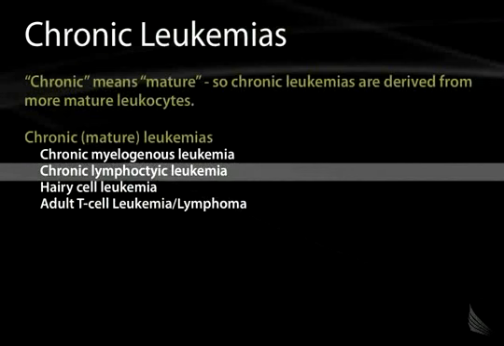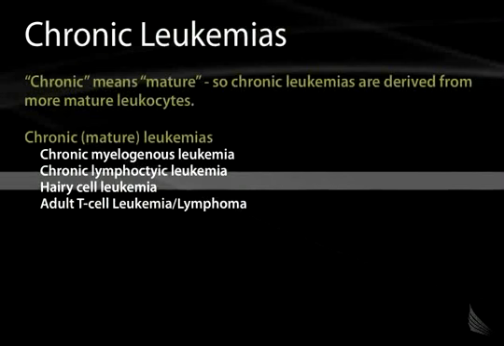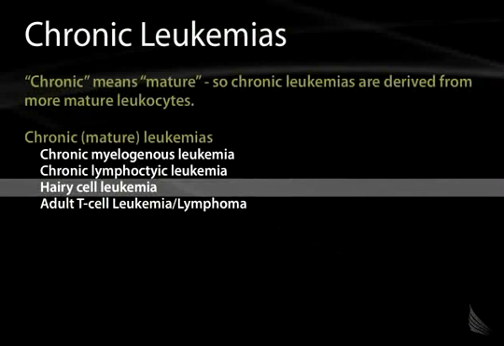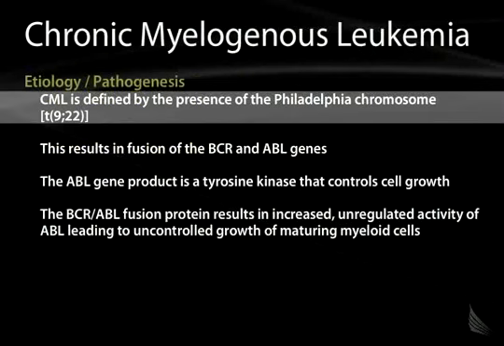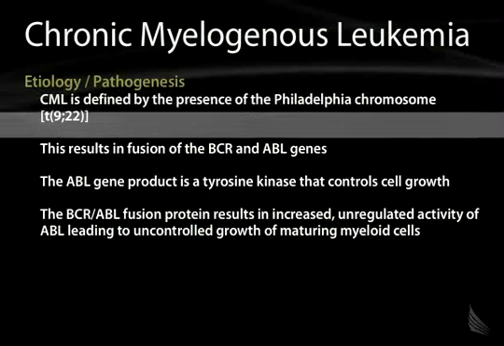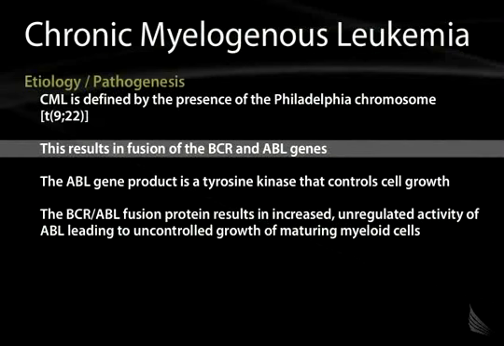So, similarly to the other discussions that we talked about, you can have CML and CLL, chronic myelogenous or chronic lymphocytic leukemia, a specific subtype of chronic leukemia called hairy cell leukemia, or adult onset T cell leukemia and lymphoma. So CML is defined by the presence of the Philadelphia chromosome, which is a translocation of 9;22, which fuses the BCR and ABL genes.